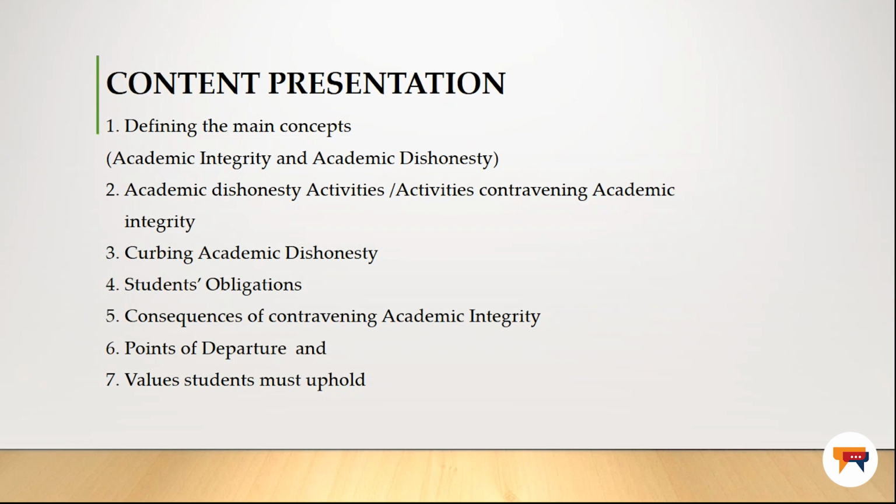Looking at how we can curb academic dishonesty as students. Students' obligations. Point number 5 is consequences of contravening academic integrity. Point number 6, points of departure and values that a UNISA student must uphold.